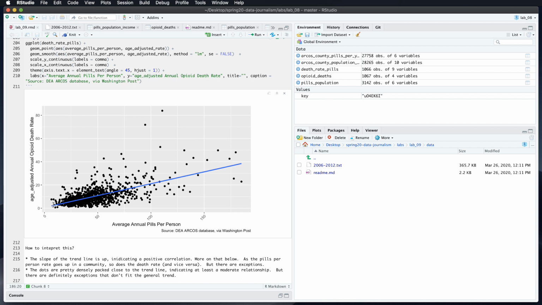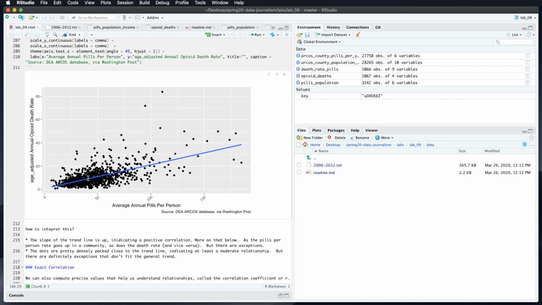So what that means is as the pills per person rate goes up, so too does the death rate, or vice versa, if you wanted to say that. As the death rate goes up, in general, the number of pills per person to that community also goes up. There certainly are exceptions. It's not like every dot is right along this particular line, but there's a general trend there.